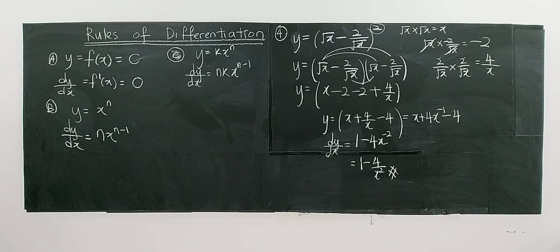So that's all the examples for the basic rule of differentiation. Later we're going to discuss the power rule, the composite function, the chain rule.